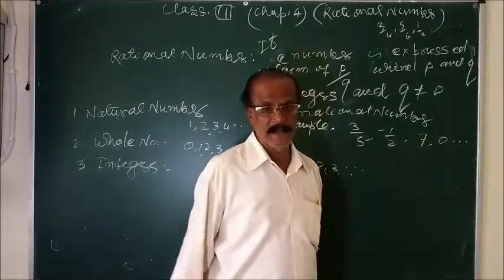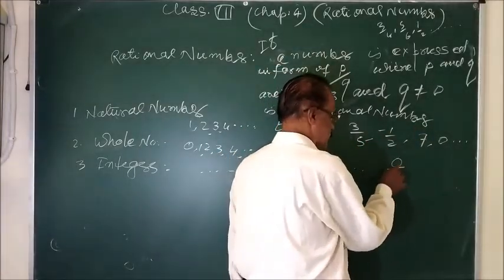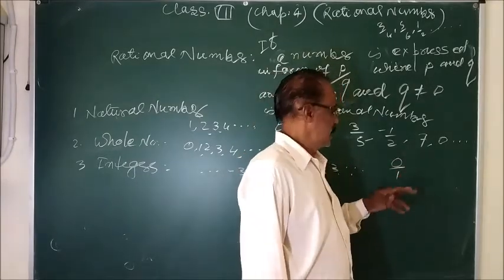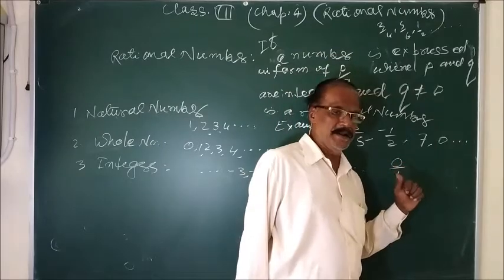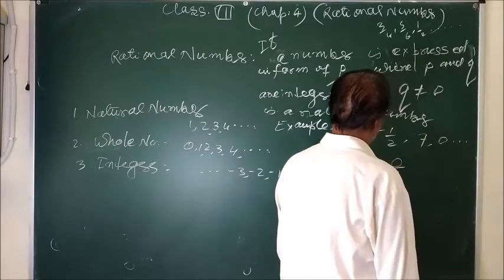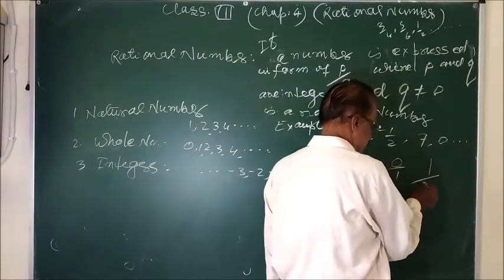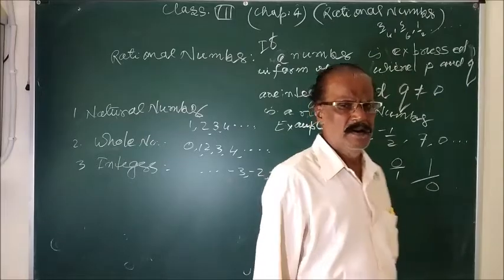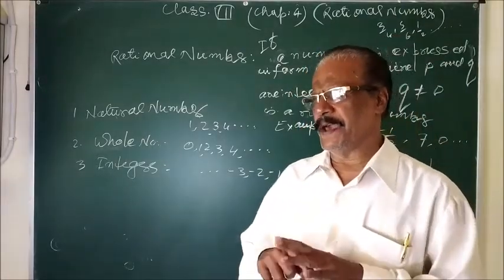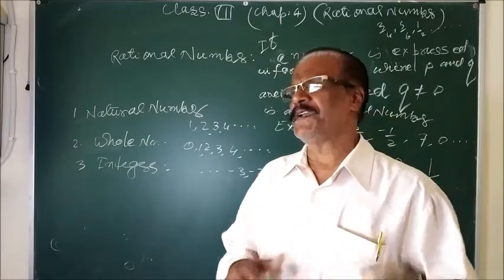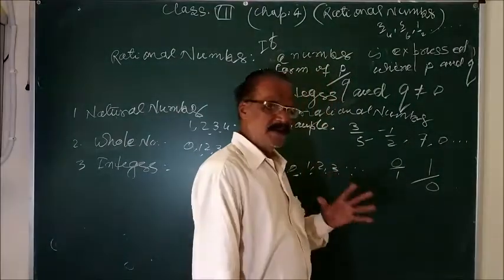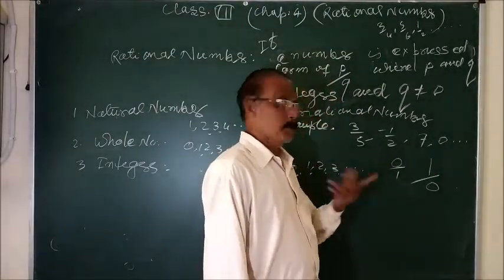0 is also a rational number because 0 can be written as 0 by 1, and 0 and 1 are integers, and the denominator is not 0. For your knowledge, if a fraction has denominator 0, no value is calculated till now. So it is infinite, not defined. But 0 by 1 is equal to 0. This is the property of 0.